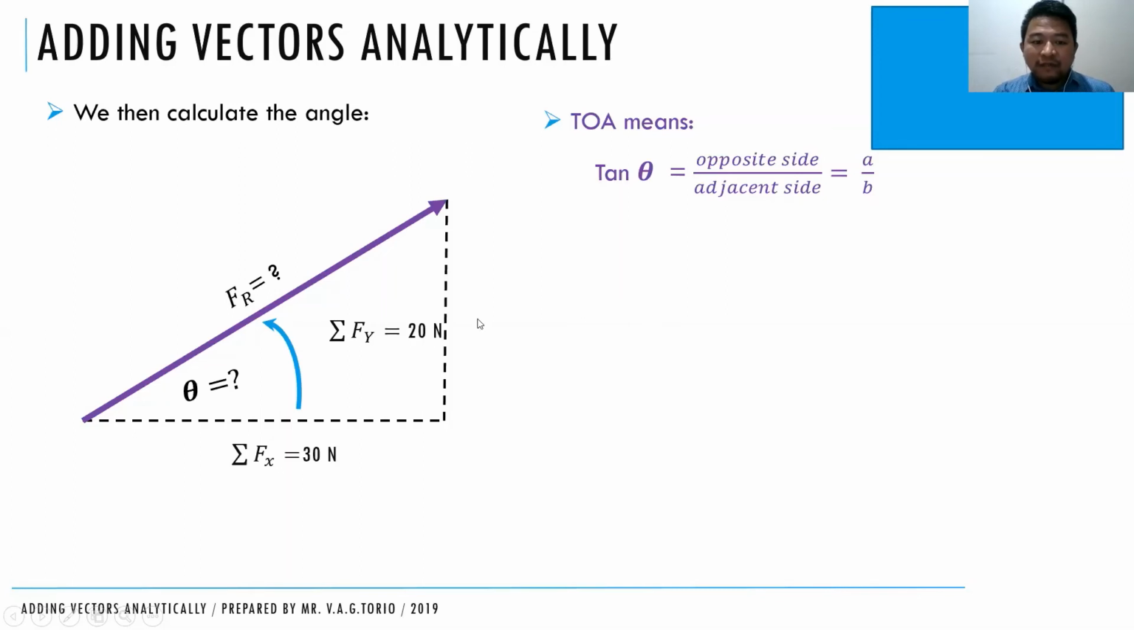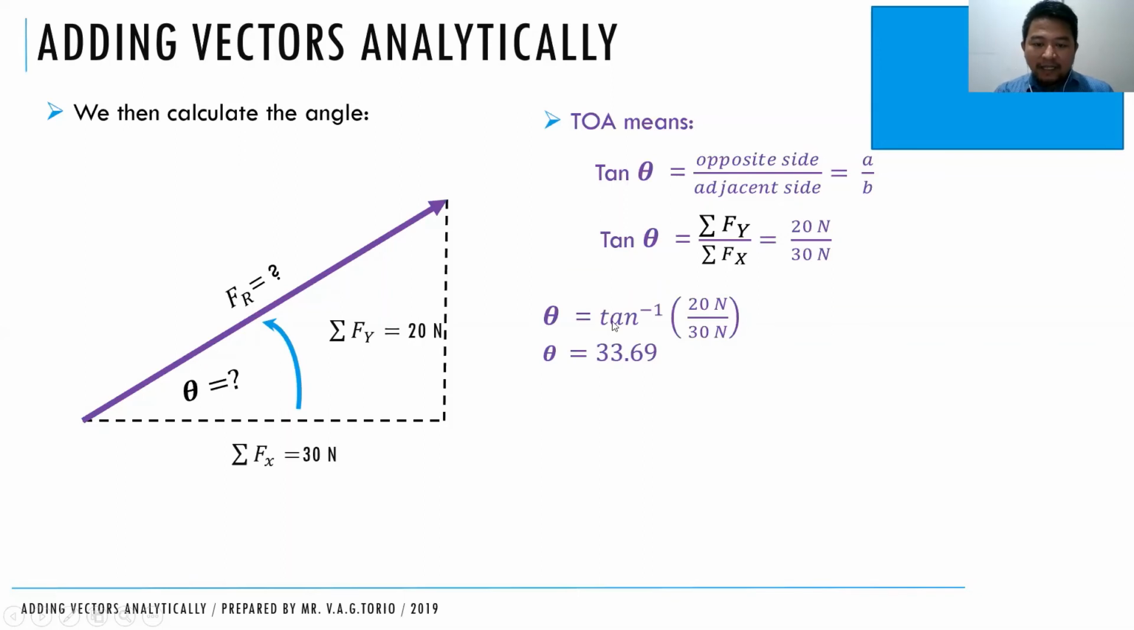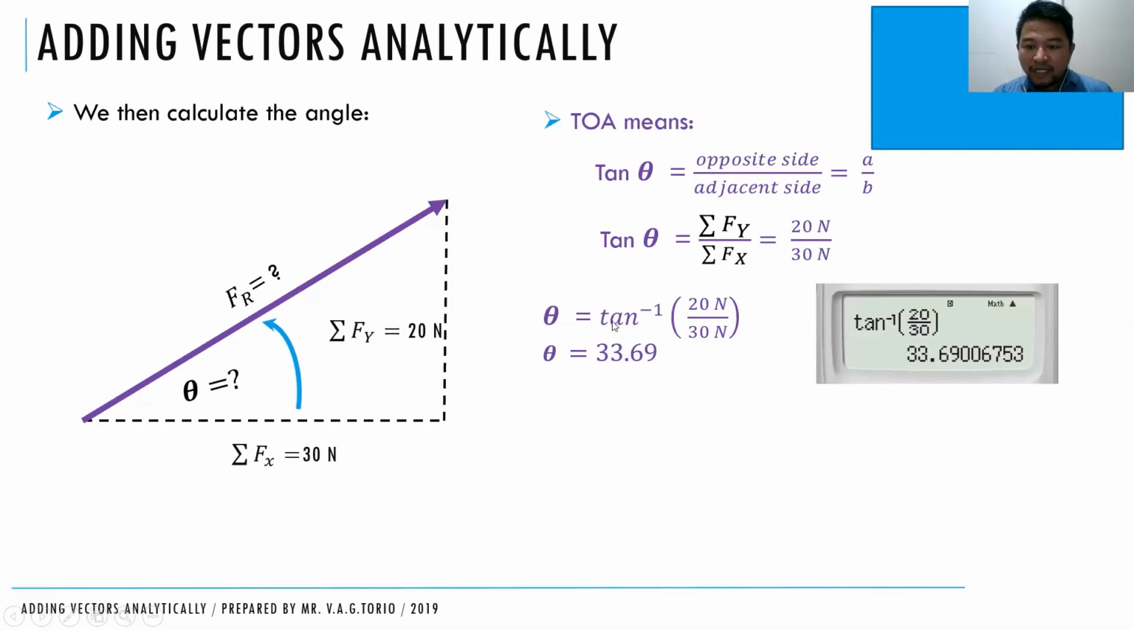We now can substitute the values 20 and 30 newtons into our expression. The opposite side, that's f sub y, is 20 newtons. And the adjacent side is f sub x, or that is, these are summation values already, summation of f sub x and summation of f sub y. And that's 30 newtons. For us to get the angle, we need to introduce the inverse tangent and get 33.69 degrees. Here's a screenshot of how it's done in the calculator.